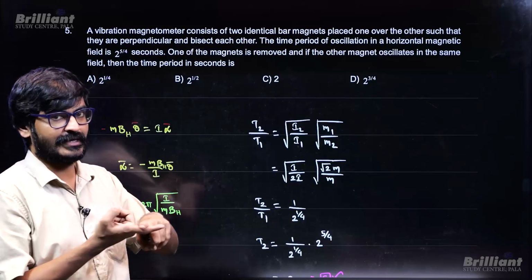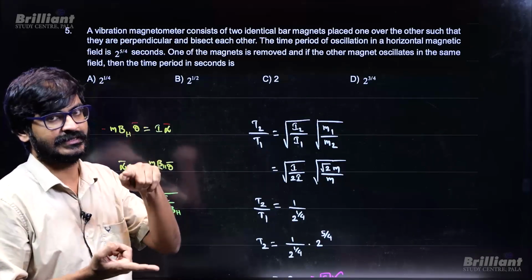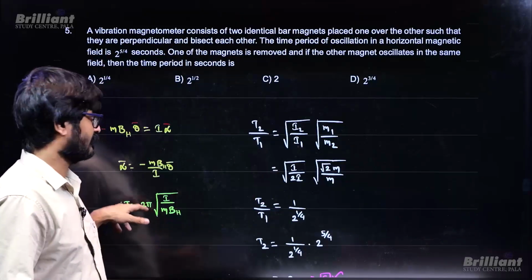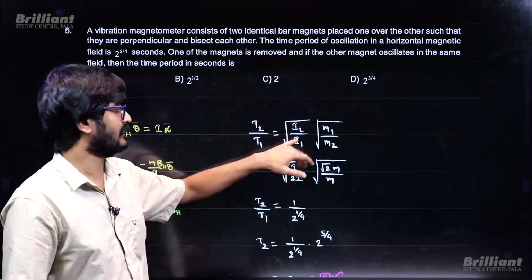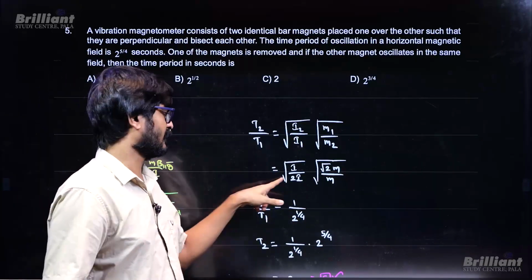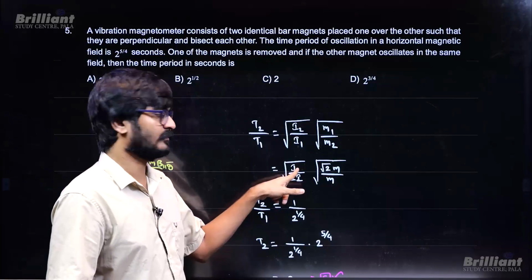Now when there are two bar magnets, then the moment of inertia is going to be first guy's moment of inertia plus second guy's moment of inertia. So anyway, I am taking the ratio of time period. When you take the ratio of time period, you will be getting this one. Now in the first case both masses are there, so moment of inertia is going to be twice. In the second case it is going to be only one time.